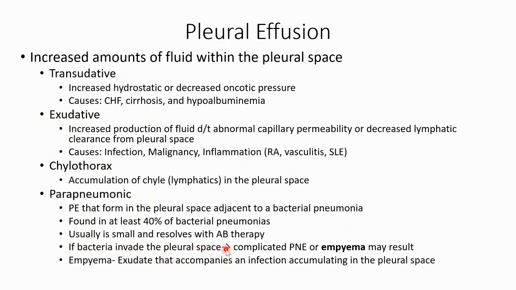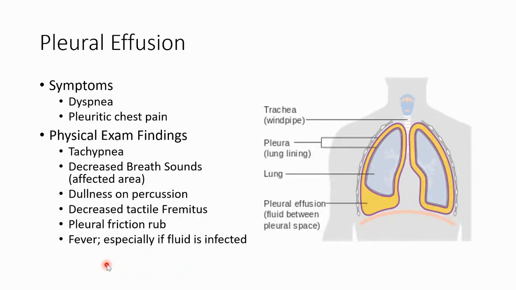If the bacteria invades the pleural space, a complicated pneumonia or an empyema may result. And what the empyema is, it is an exudate that accompanies an infection, often some type of pneumonia or infection in the lung, and accumulates in the pleural space, and it just gets really thick and pasty. They try to drain it with a tube, and sometimes it has to be removed by surgery because it gets so thick and pasty. So symptoms, let's talk about some symptoms real quick.